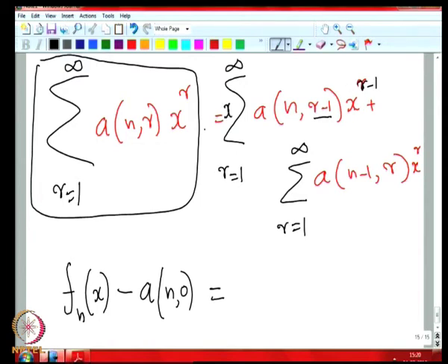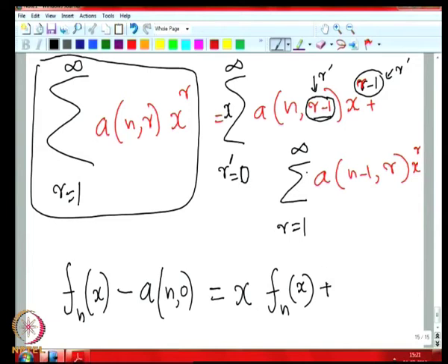I can take an x out here. So, x into x raised to r minus 1, right. Now, this variable can be changed. This is r minus 1, let us call it r dash, right. So, this will also become r dash, and now we can say that this r dash goes from 0 to infinity, because r goes from 1 to infinity, then r dash equal to r minus 1 will go from 0 to infinity. So, this is x into the sum over r dash equal to 0 to infinity of a(n, r dash) into x raised to r dash, which is essentially the generating function f n of x, right.